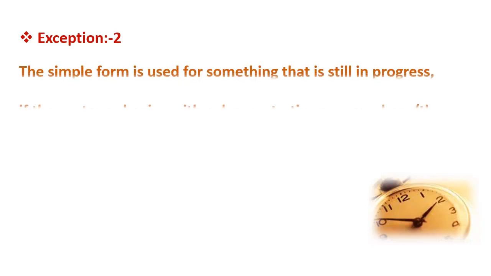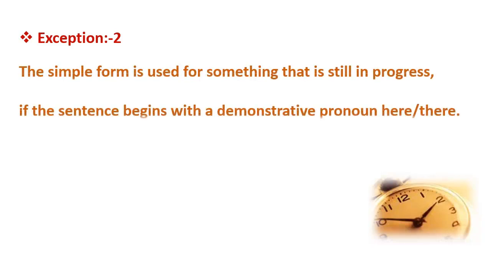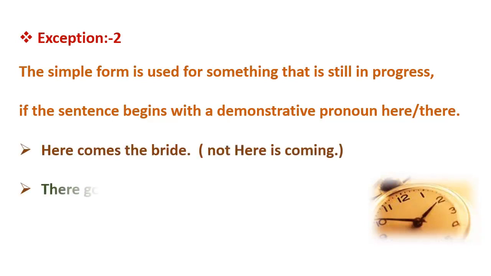Now exception 2, the simple form is used for something that is still in progress. If the sentence begins with the adverb here or there, here comes the bride, you cannot say here is coming. There goes the boss, you cannot say that is going. Here they come, you cannot say here they are coming.